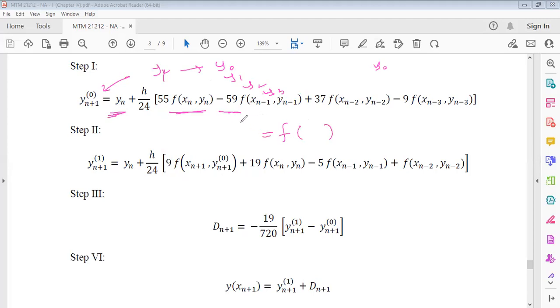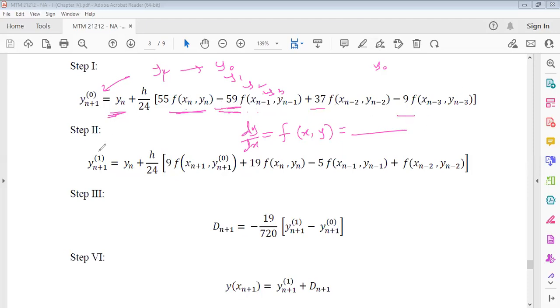We are now in chapter 4, solving differential equations, first order differential equations. So it is f of x, y, whatever example equation they have given, and you have to substitute that value. We can do an example and you will understand. So 55 f of this one, minus 59, plus 37, and minus 9. You have to memorize this.